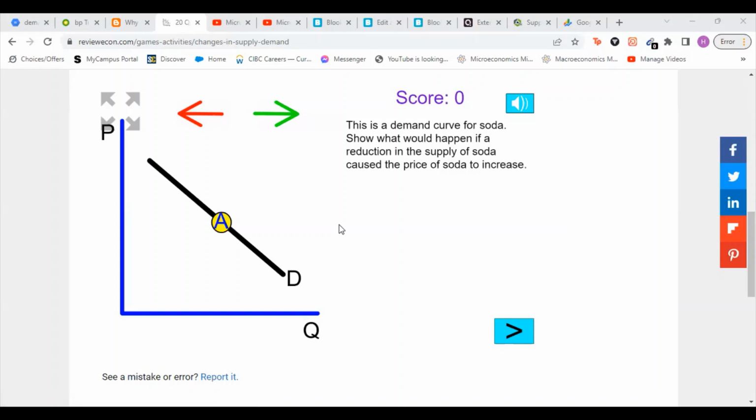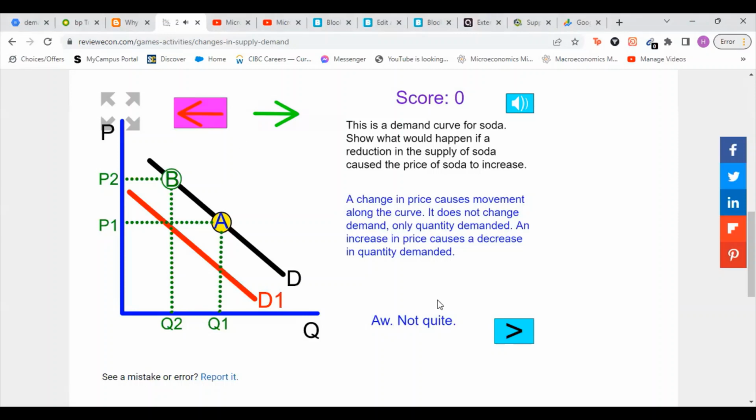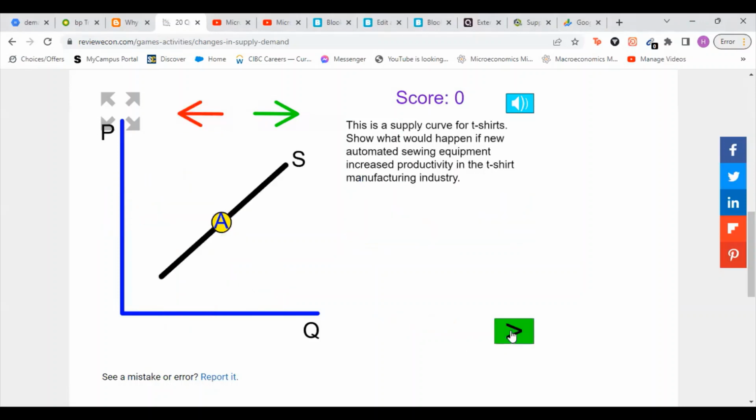So what would happen? Would demand shift left or right? Left. Oh, shoot, movement along the curve. Yeah, I should start with that. So it would just move. If the price of soda increases, there would just be a movement along the demand curve.